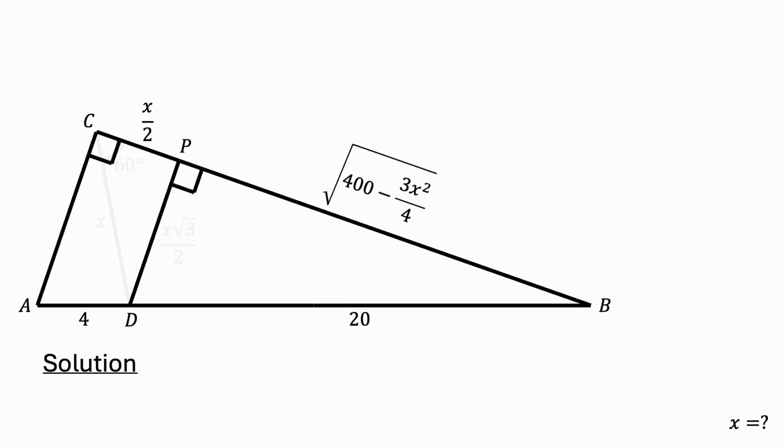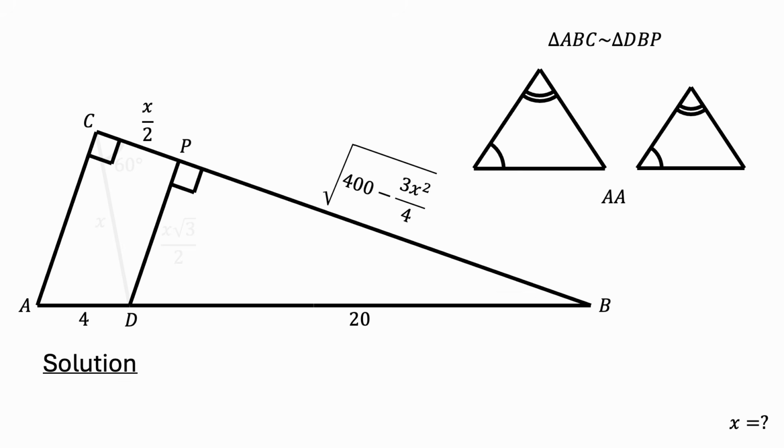Finally, consider triangle ABC and triangle DBP. We claim that triangle ABC is similar to triangle DBP. Since angle BCA equals angle BPD equals 90 degrees, and angle B is common, the two triangles are similar by AA.